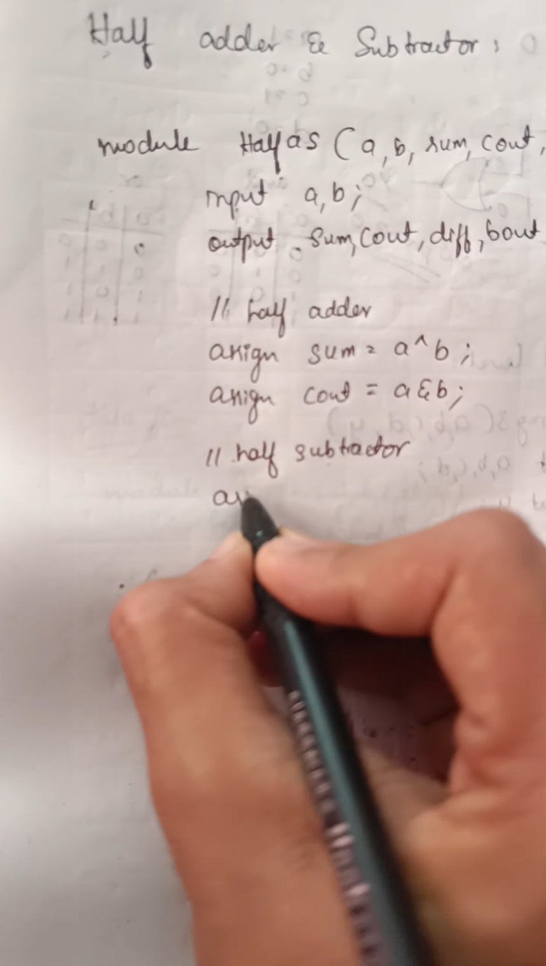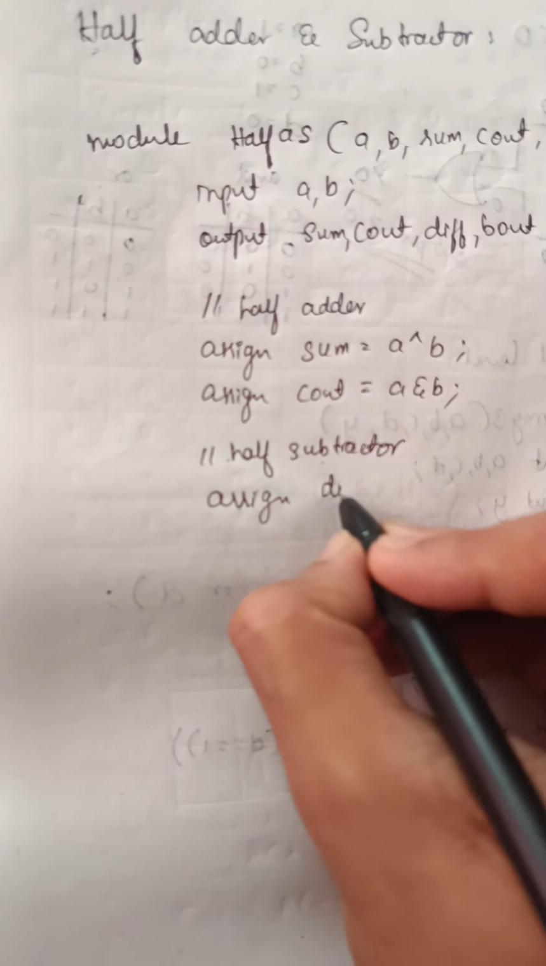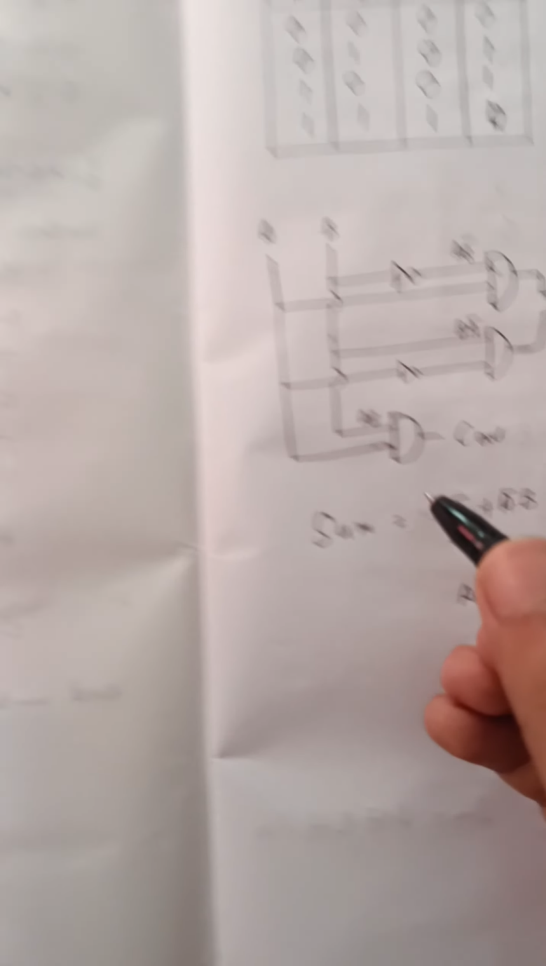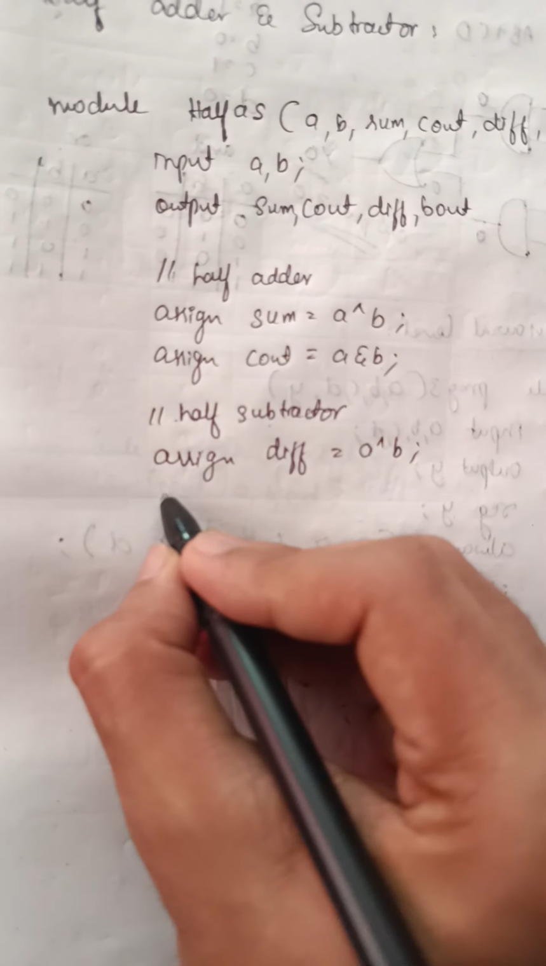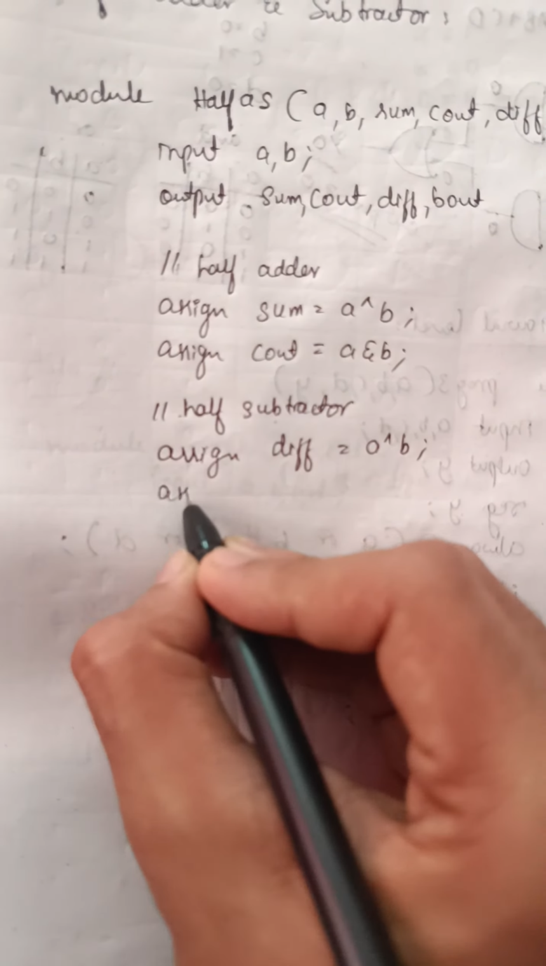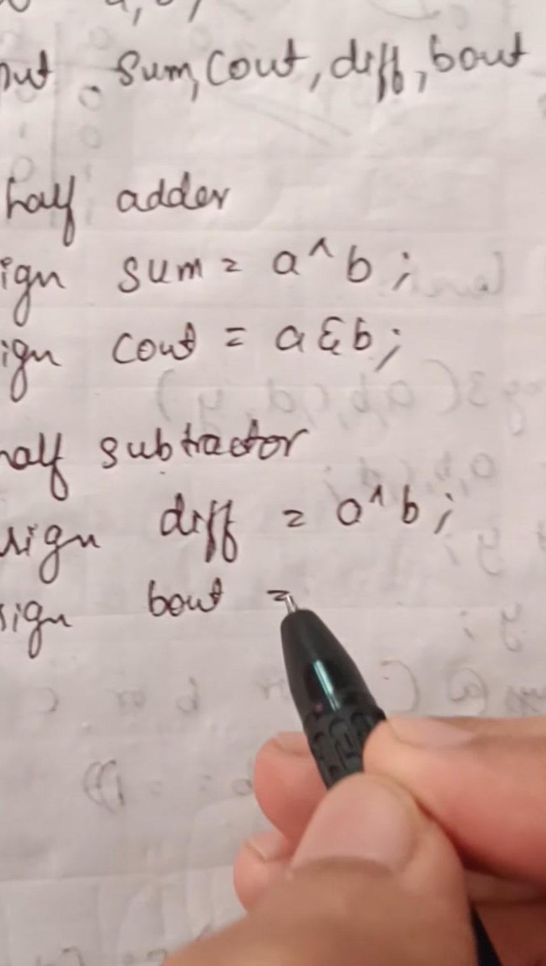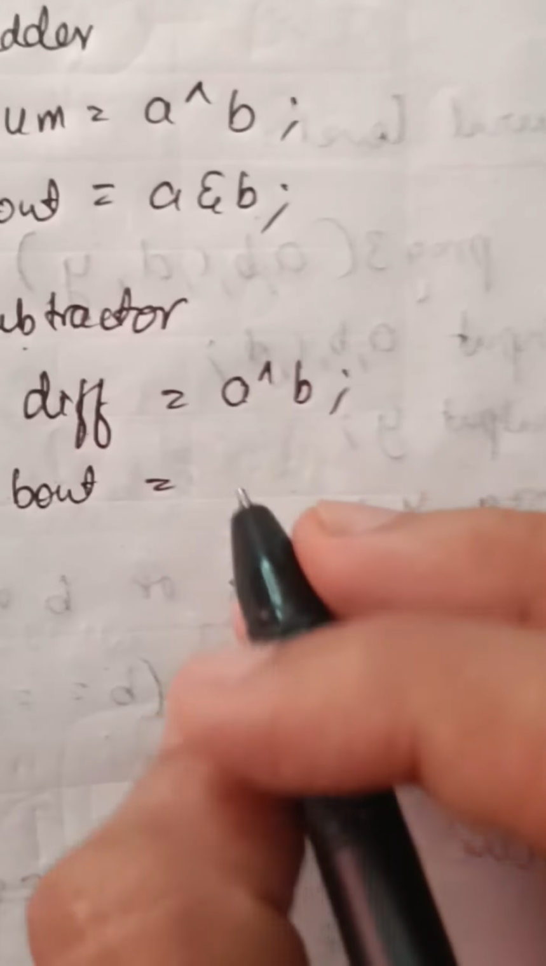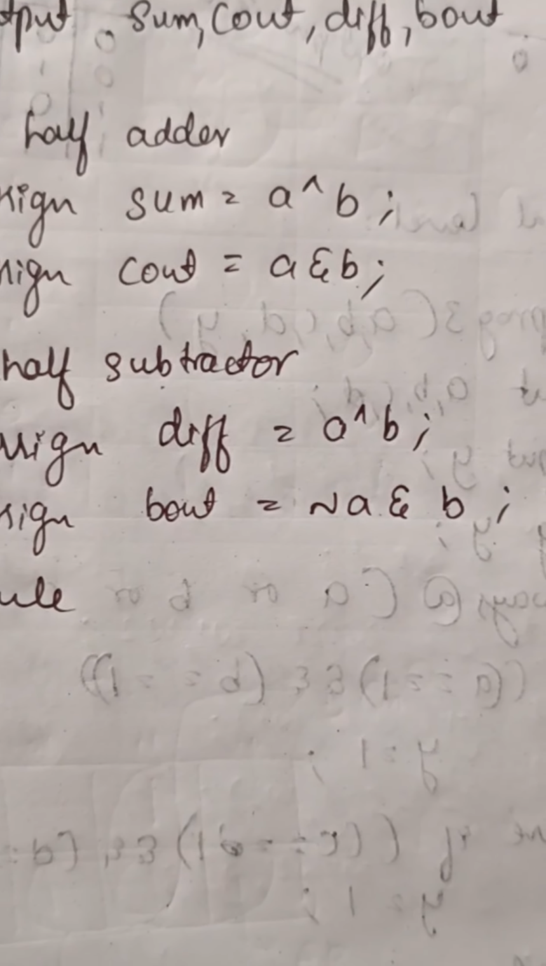And we will write the half subtractor. We have to assign the values. Assign difference is equal to a XOR b. Here also the same: the equation comes the same as sum for the difference, therefore the same equation is written here. And assign borrow out is equal to x bar y, that is a bar y. This is a bar and y is b, that's it. Now end module. This is for half adder and subtractor.